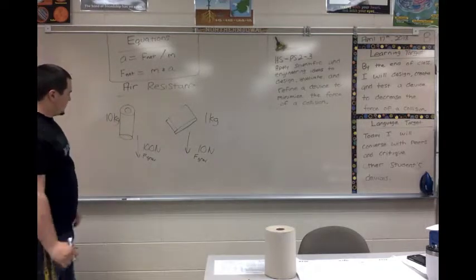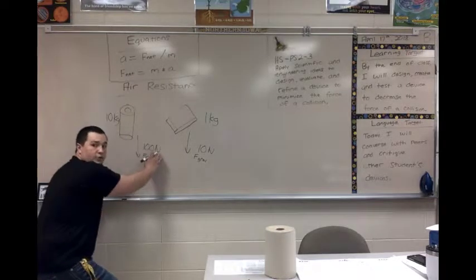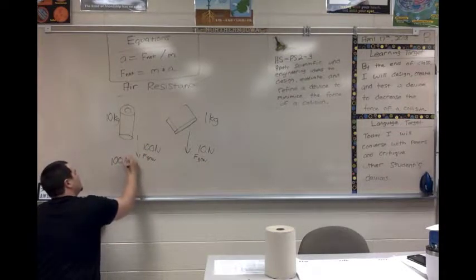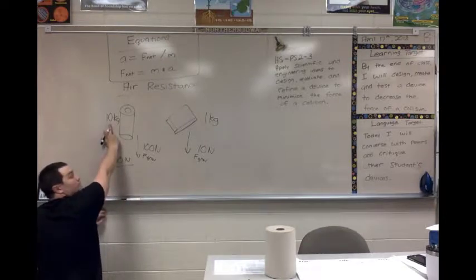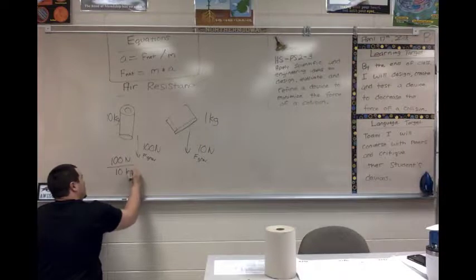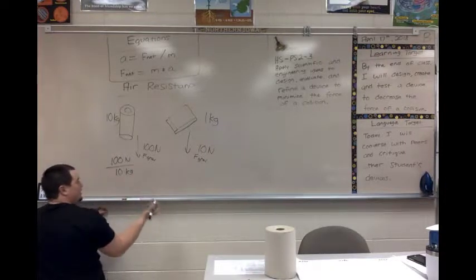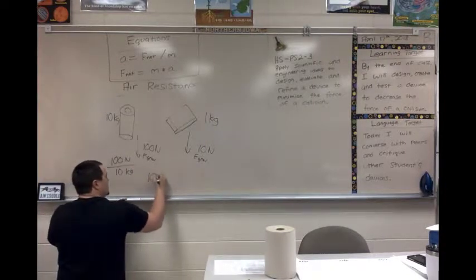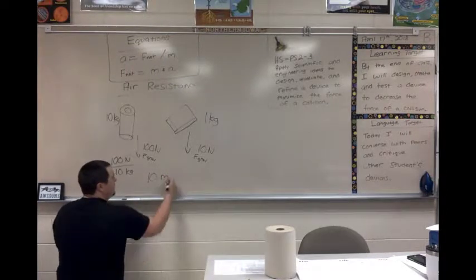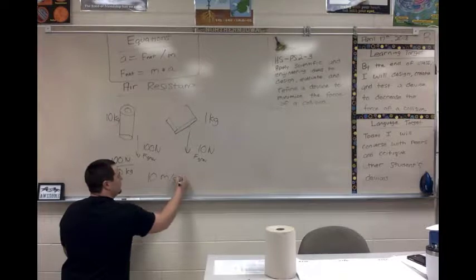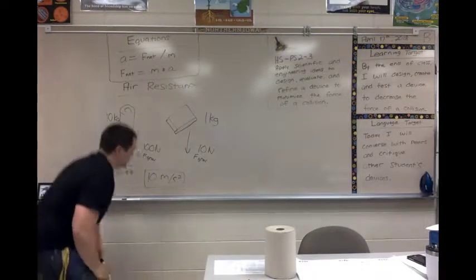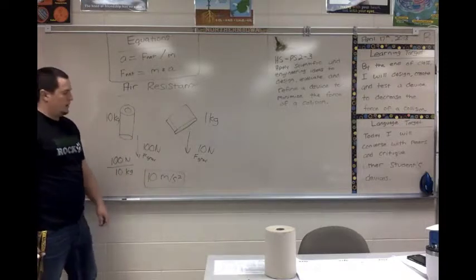For this roll of paper towels, we would take its net force, so its net force being 100 newtons, and we need to divide that by its mass, which is 10 kilograms. If we do that math, we get a total of 10, and the units for acceleration will be in meters per second squared. So you'll see that this roll of paper towels was falling at 10 meters per second squared.